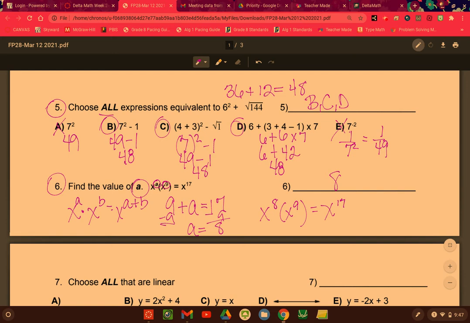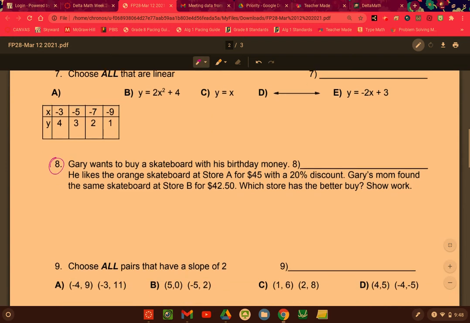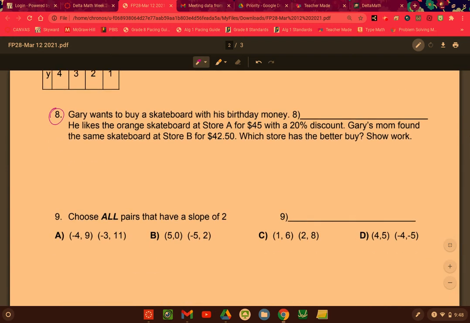So now I'm going to scoot down here. I'm going to do number 8. So we've got Gary buying a skateboard with his birthday money. He likes the orange skateboard at store A for $45 with a 20% discount. Gary's mom found the same skateboard at store B for $42.50, and we want to know which one's the better buy. So we're looking for the better buy here.